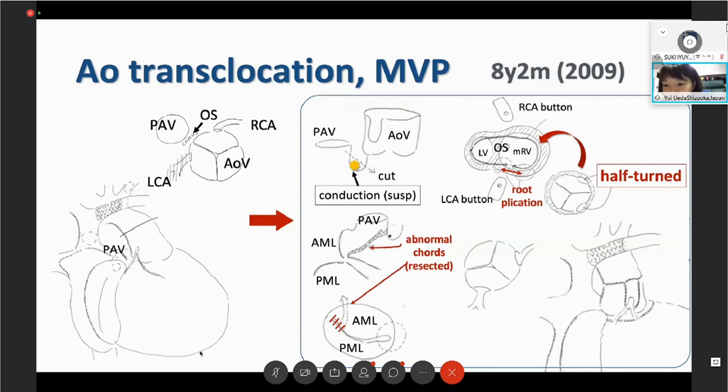Also, she had bundles of abnormal cord tissue from the anterior mitral leaflet to the outlet septum. So they were removed, and the commissure close to the origin of the abnormal cords was sutured to reduce the mitral regurgitation. The resected aortic root was reconnected right posteriorly to the original PA side with a half turn, and the coronaries were re-implanted. Next slide.